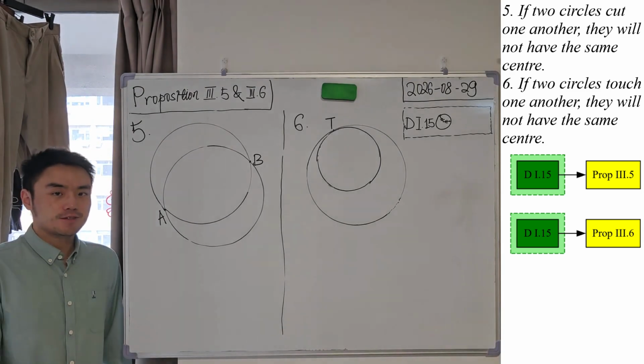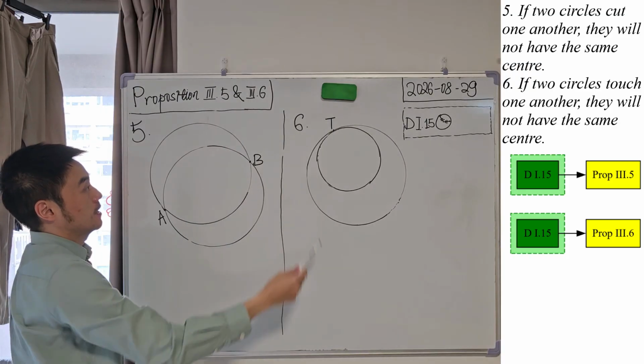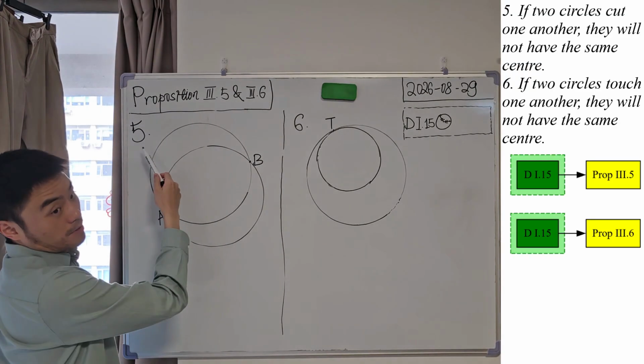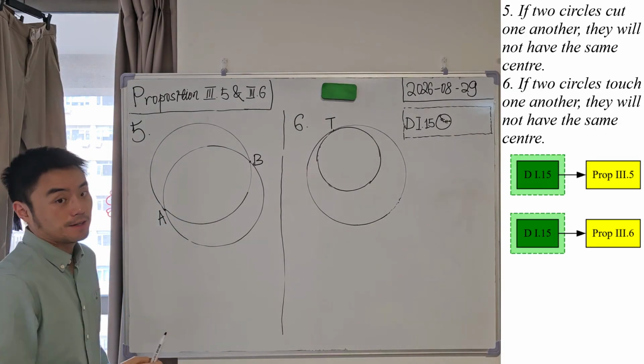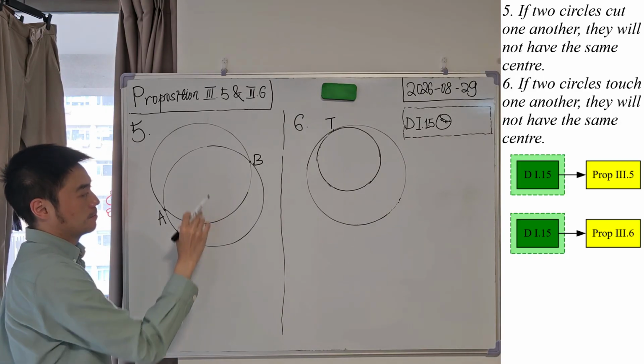Good morning. In this video, we are going to discuss proposition 5 and 6 from book 3 together because they are similar. First of all, proposition 5 declares that if two circles cut one another, then they will not have the same center. So let's give it a proof.